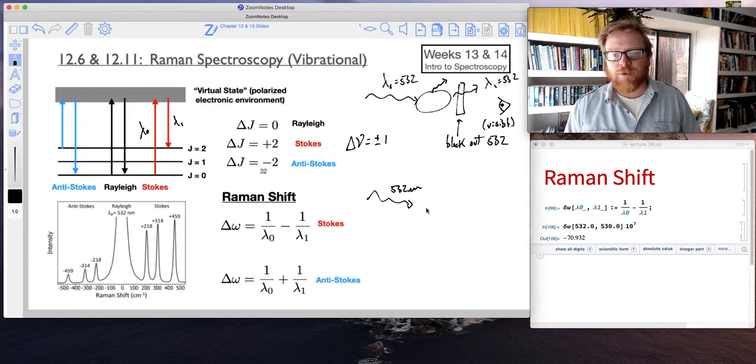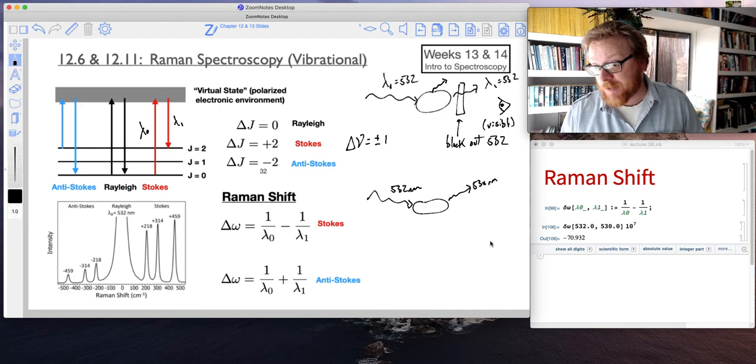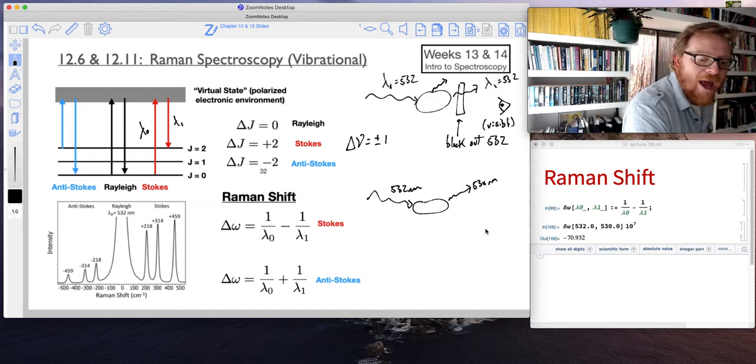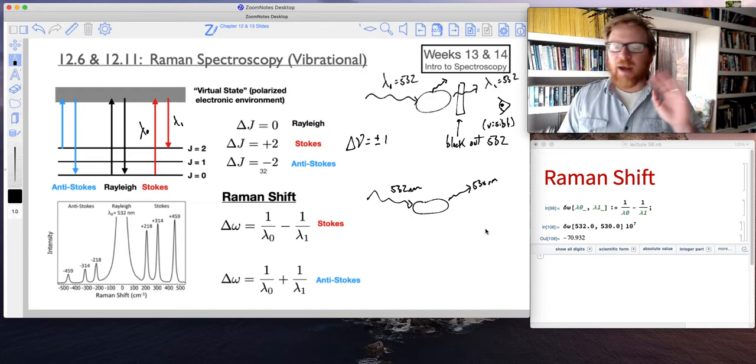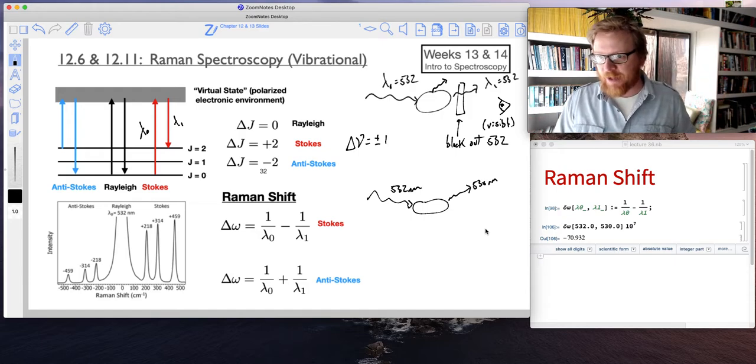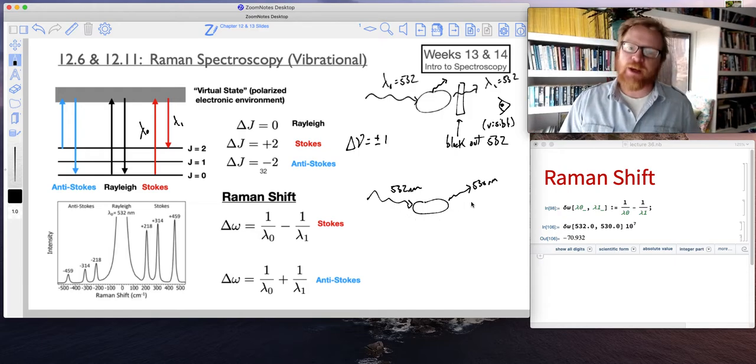on our molecules, okay? And then we detect that Stokes shift. So we detect something at 530 nanometers, let's suppose. So what is it that could have given us that 530? I'm just pulling those numbers off the top of my head. I'm just saying, suppose 532 comes in and we detect a 530 nanometer photon going out.